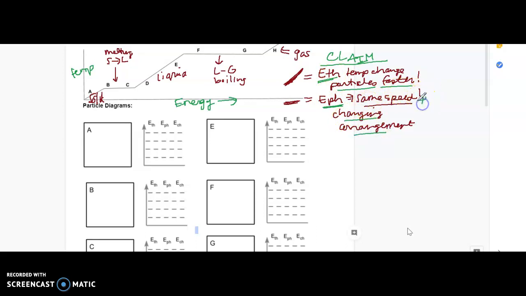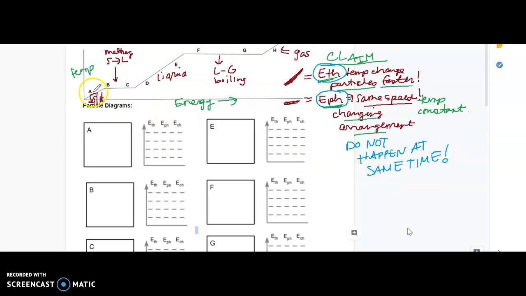The temperature is constant at this part, so the speed does not change. All right, so that's kind of what your claim should look like. I want you to talk about the ETH, the thermal energy, and the phase energy, and they do not happen at the same time. That is the important part. It's either one or the other. And this is what's also in those readings. You can reference those readings too for help.